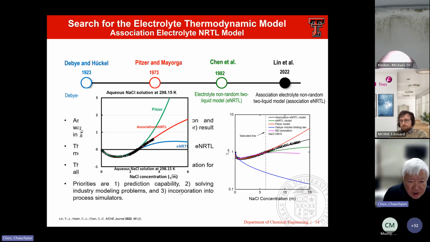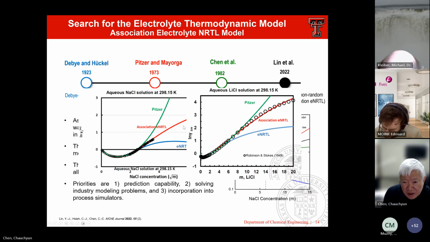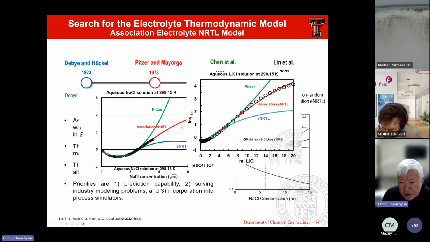So again, back then with sodium chloride, NRTL fails at high concentration, but with the association model, it now represents the data. And for lithium chloride, NRTL could only represent up to 6 molar, but with the association model, it captured it all.